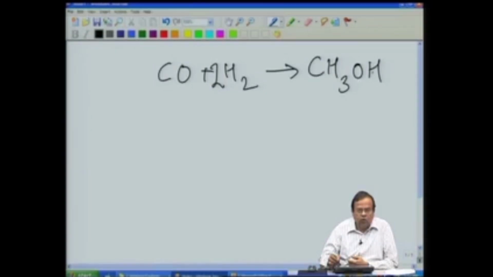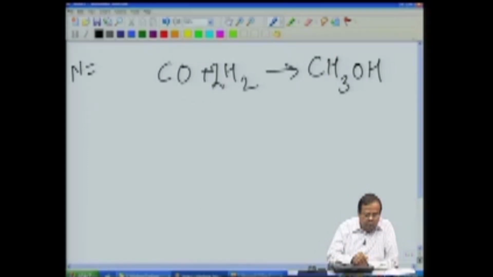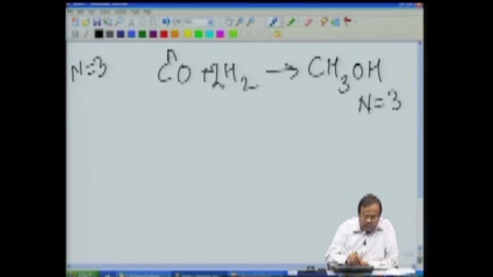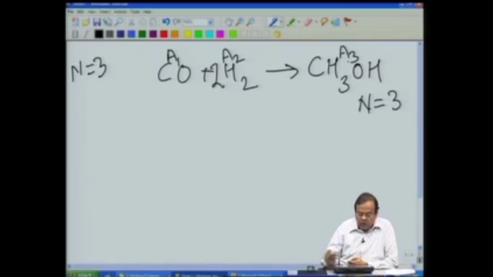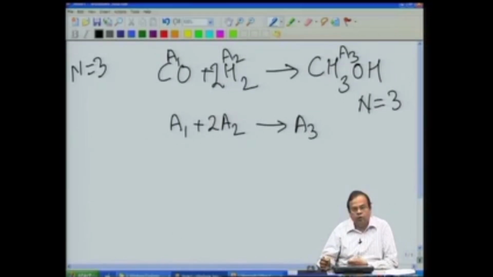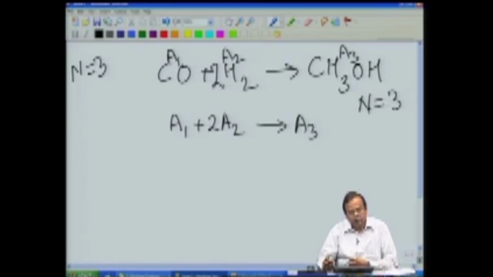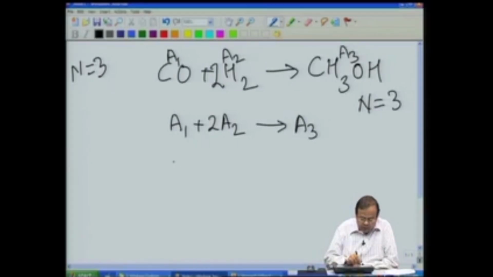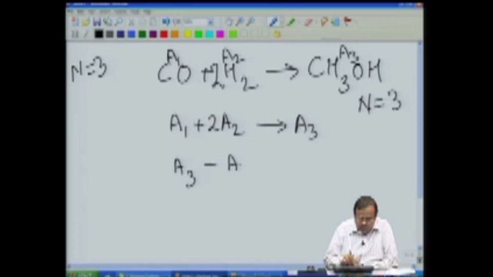Now, this reaction involves 3 species. So, the n that we were talking about previously is 3, that is, our number of species is 3 for this example, and let us call carbon monoxide A1, hydrogen A2 and methanol A3. So, I can immediately write this reaction as A1 plus 2A2 giving rise to A3. That is a standard way of representation. But to make our representation more uniform, I am going to write the same reaction in yet another form, and that is A3 minus A1 minus 2A2 equal to 0.